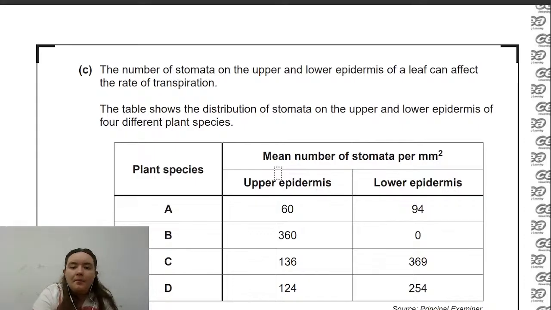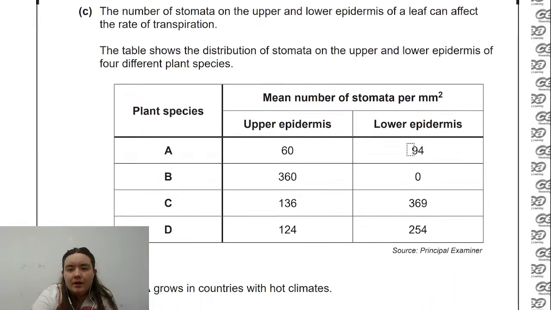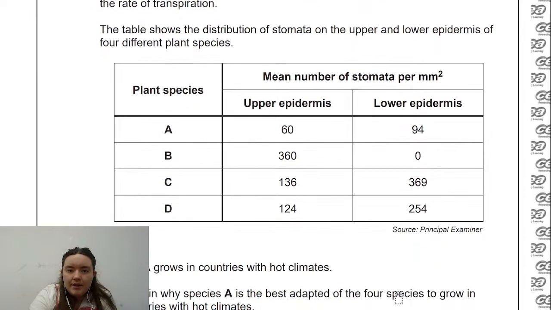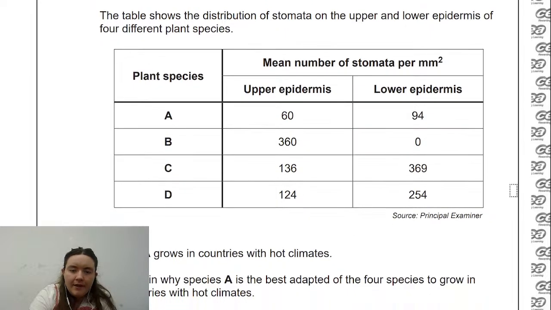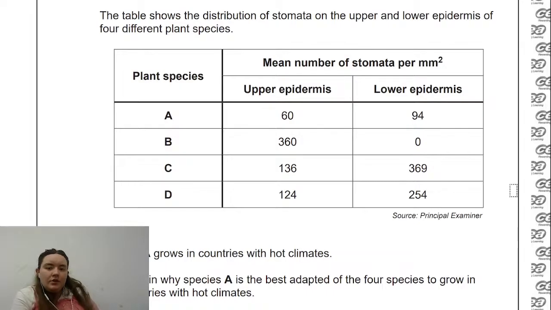So, upper epidermis of A is 60, lower is 94, upper for B is 360 versus 0 on the lower, 136 on the upper for plant C and 369 on the lower for plant C. And then for plant D, we've got 124 on the upper epidermis and 254 on the lower epidermis.